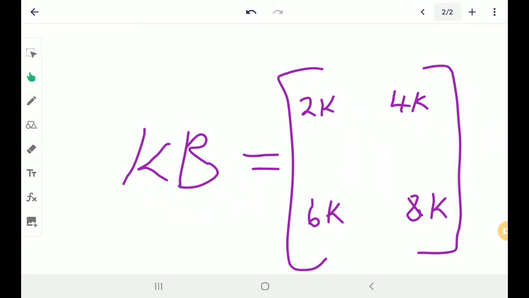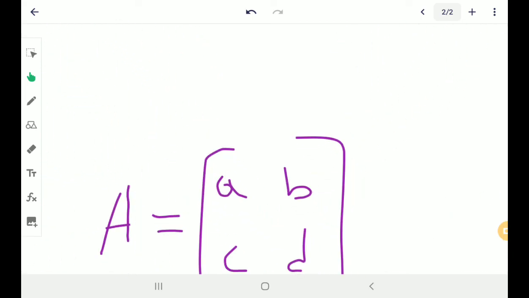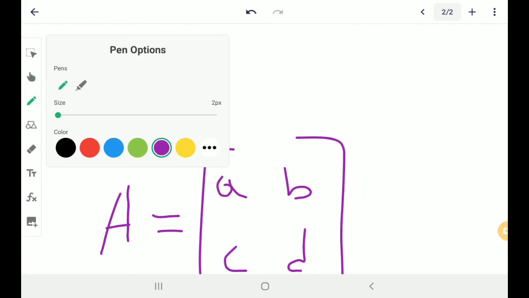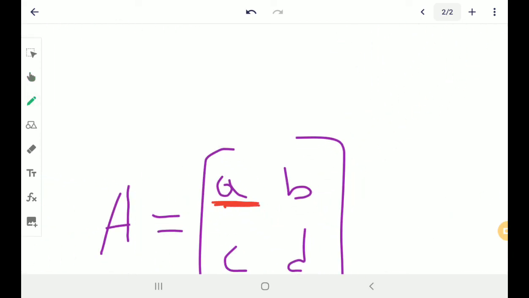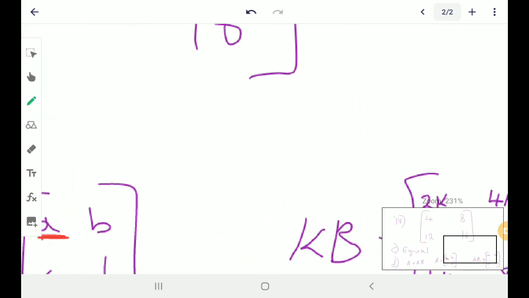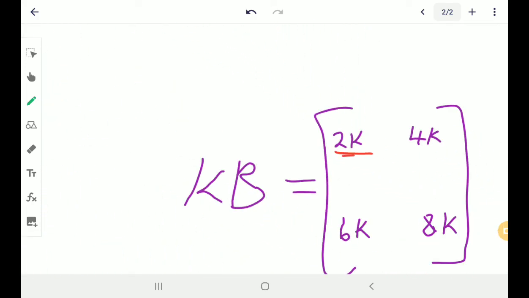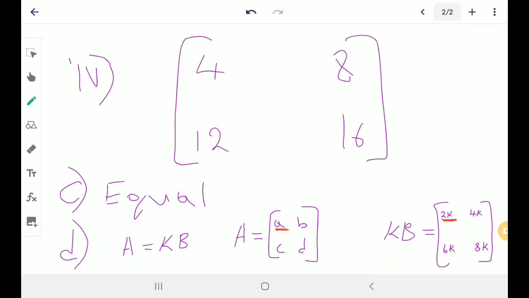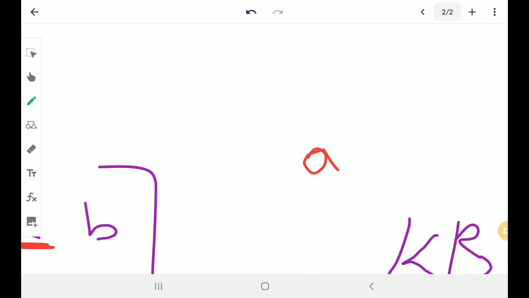Alright, now they ask us to express A, the value of A, which is this value here, A in terms of K. And there it is. So therefore, we could say that A is equal to 2K.